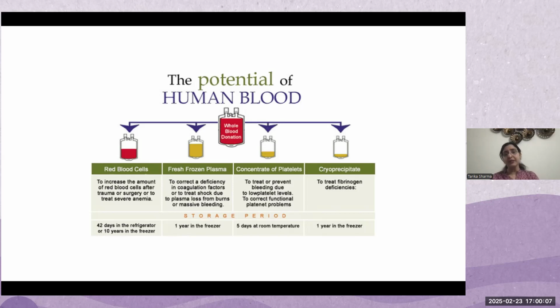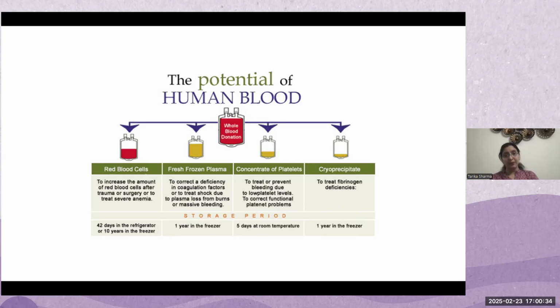Then your FFP, which is your fresh frozen plasma, will be given to those people who have a deficiency of the coagulation factors or the clotting factors, or if you want to replace the plasma loss because of massive bleeding, or because of the second or third degree burns the patient had, or the person had shock. To replace that fluid, you can give the fresh frozen plasma.